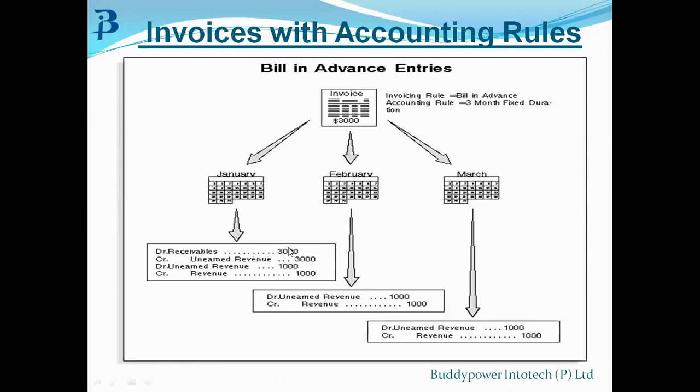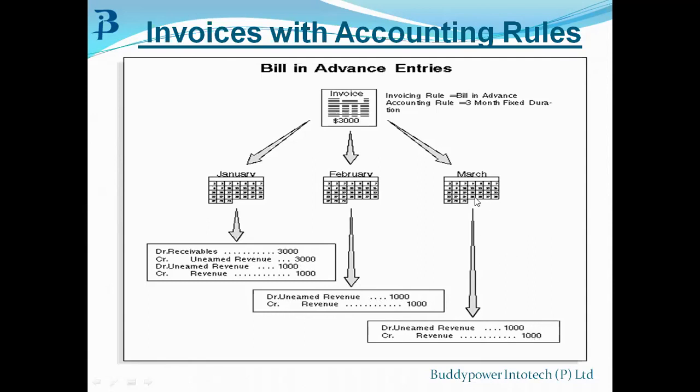We have to balance out the 3,000 rupees, right? So the entry again gets reversed to unearned revenue debit $1,000, then revenue account credit $1,000. Same thing for the month of March, unearned revenue debit 1,000 and revenue account credit $1,000.